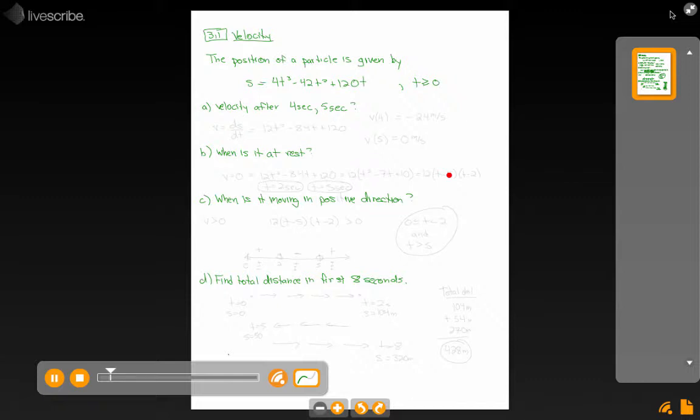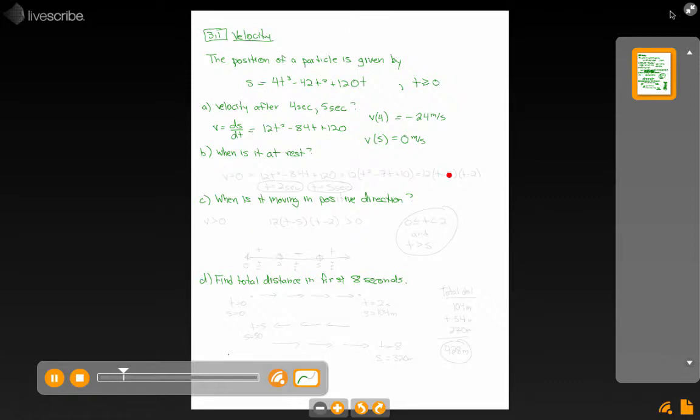The velocity after 4 or 5 seconds, we just need v equals ds by dt. And so when I take the derivative of this thing, I get 12t squared minus 84t plus 120. So to figure that out after 4 seconds or 5 seconds, I'm just putting in a 4 and a 5 there. So the velocity after 4 is going to be equal to, and the velocity after 5 is going to be equal to, and I'll just crunch those numbers.